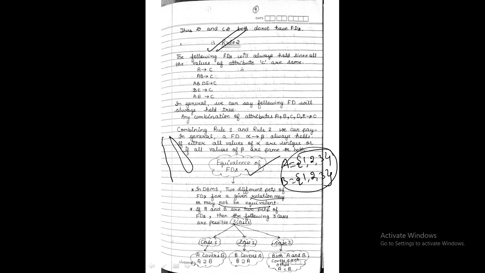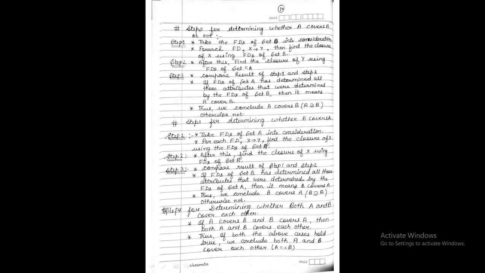A covers B, A is a superset of or equal to B, and B is a superset of or equal to A. You can say that A covers B, B covers A, and both cover each other, meaning A is equal to B. That is known as equivalence of functional dependencies. And these are the steps for determining whether A covers B or not. You can see these are all the steps.